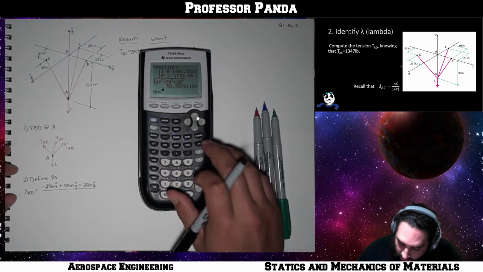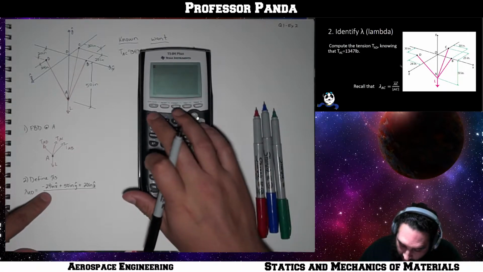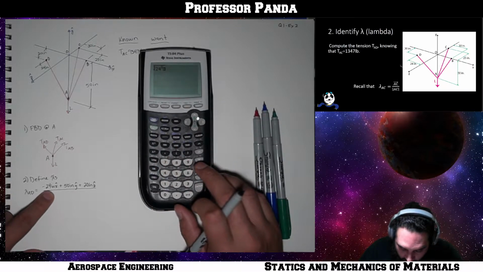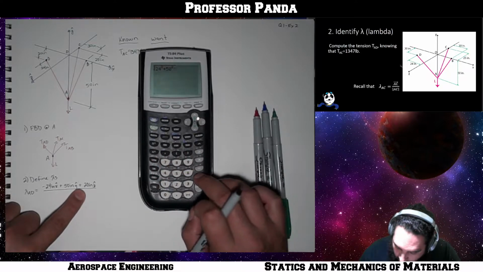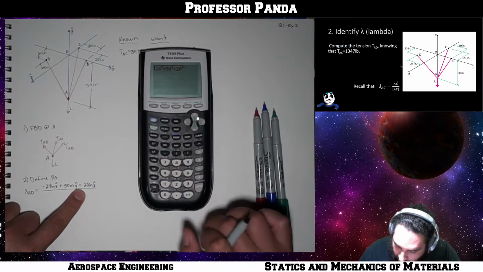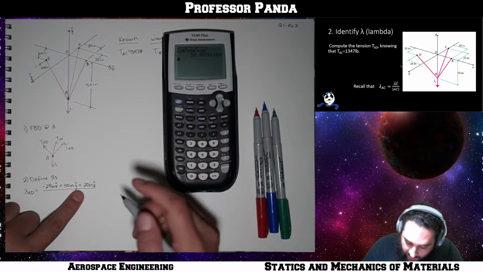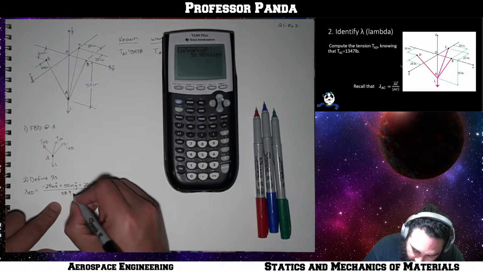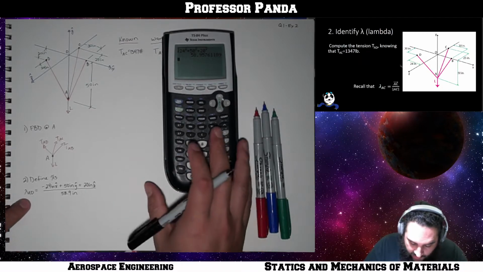Now we're going to clear this off, and we're going to do the magnitude calculation. So 24 squared plus 50 squared plus 20 squared equals 58.9 inches. Okay, so that's lambda AD.